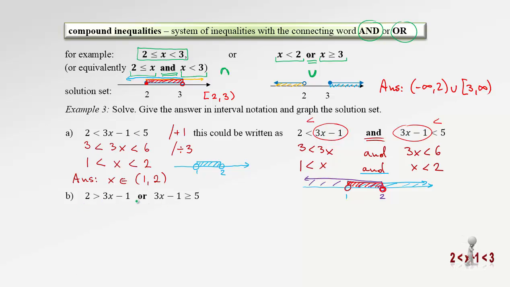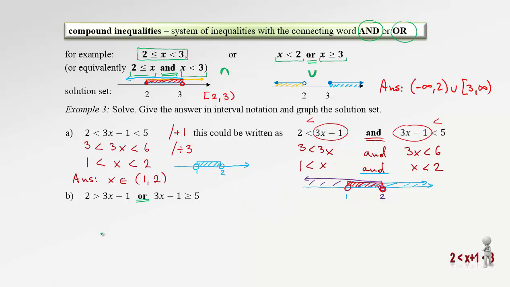Okay, let's try the second example with the connecting word or. Now notice that this time, even though we have exactly the same expression here and there, 3x minus 1, we can't write it as simultaneous inequalities like this. Why? Because if we write like this, we indicate that the connecting word between these two inequalities is actually and, which is not the same as or. So we are not writing it simultaneously. This way of writing belongs only to the cases when the connecting word is and.